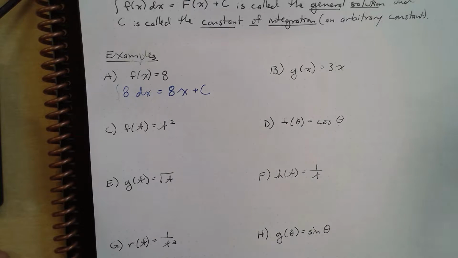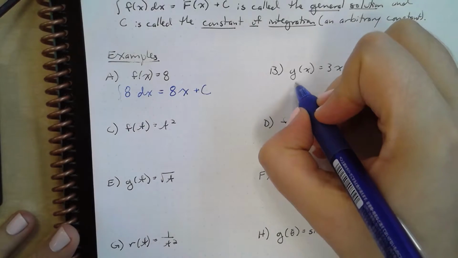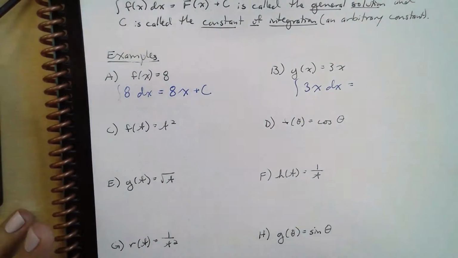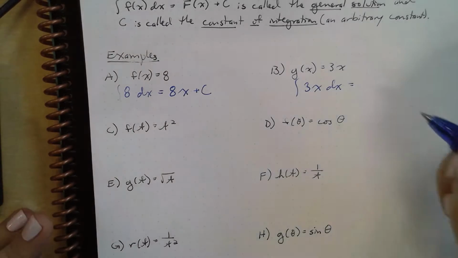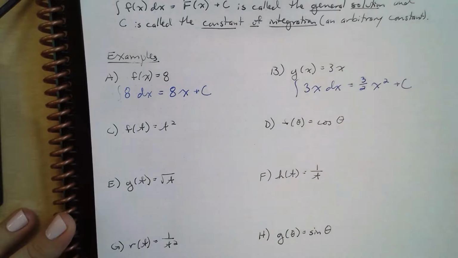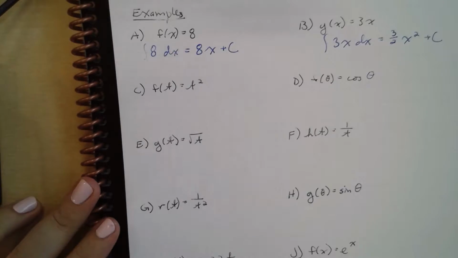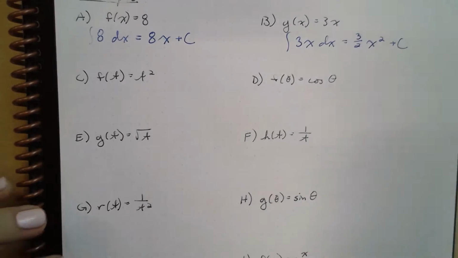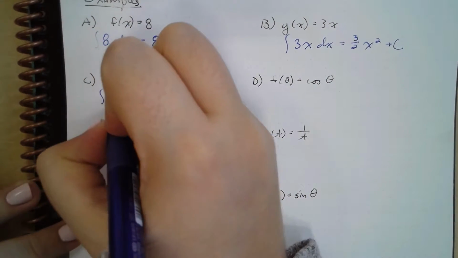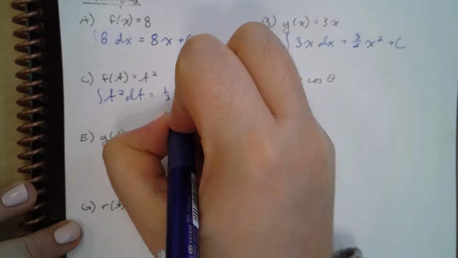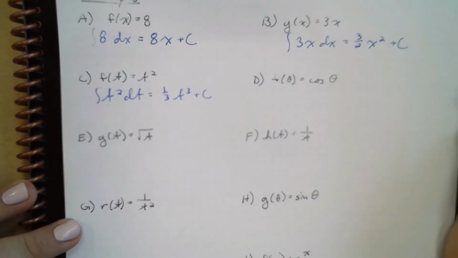It's so important. Here we have g of x equals 3x. Well, that's going to be the integral of 3x dx, which is equal to 3 halves x squared plus c. Right? f of t is equal to t squared. Hopefully you can see this okay. That's the integral of t squared dt, which is equal to 1/3 t cubed plus c.